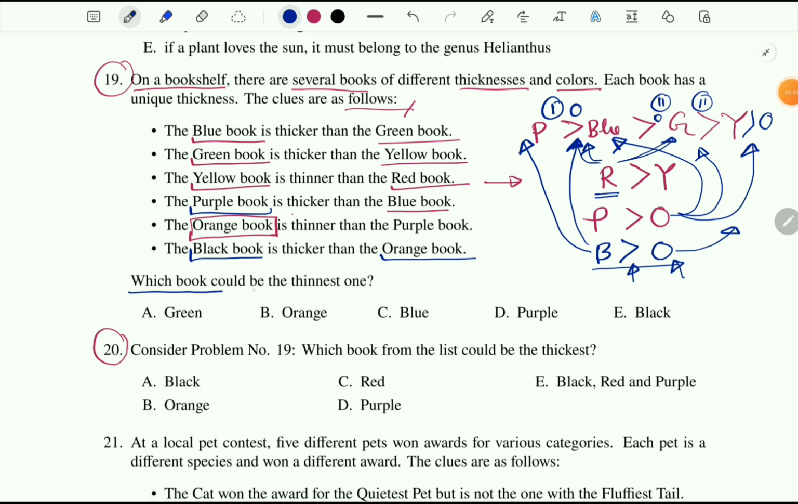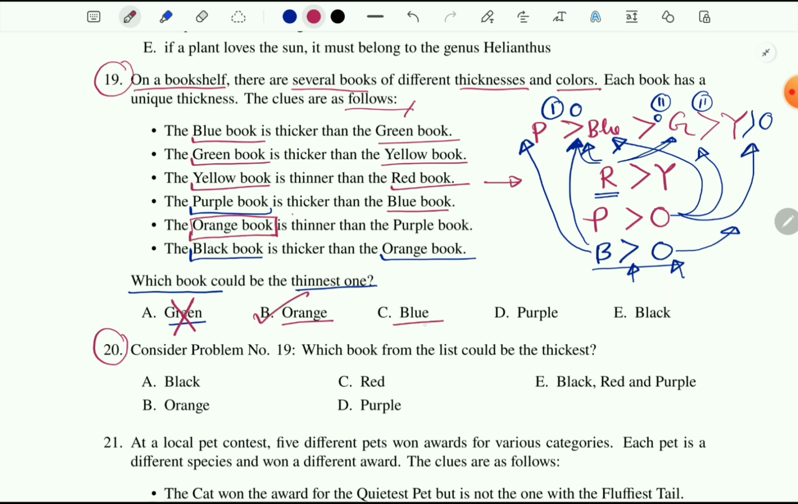Which book could be the thinnest one? Green? No, because we already know yellow is thinner than green, so this is not the correct answer. Orange? Yes, orange could be the thinnest one. This is our answer until now.